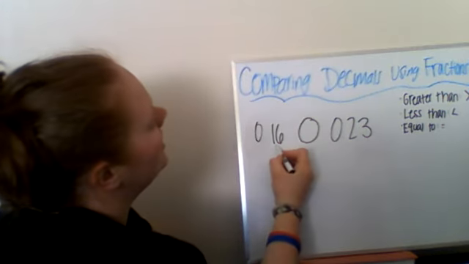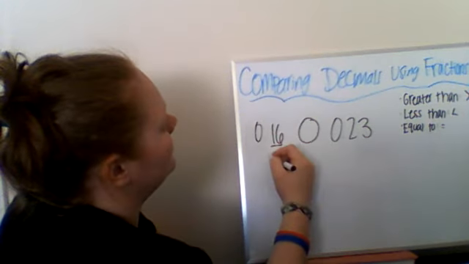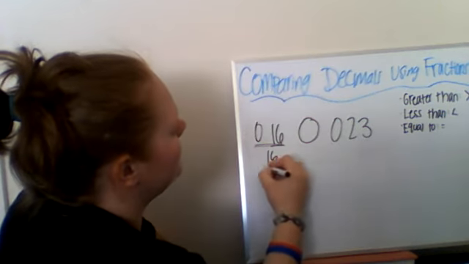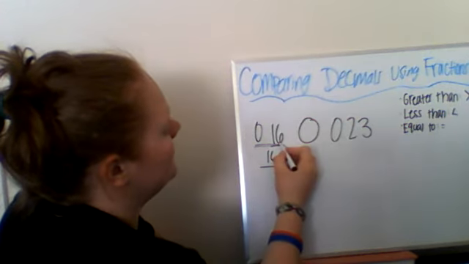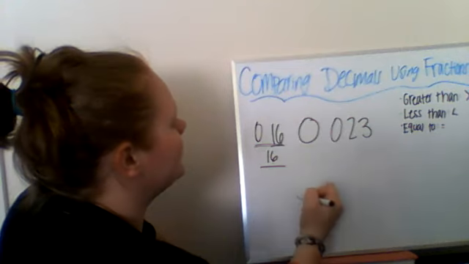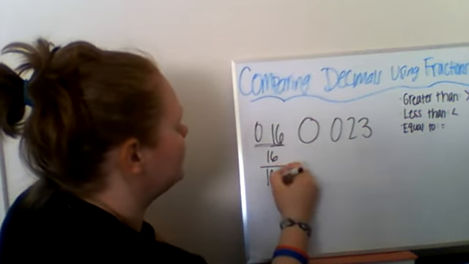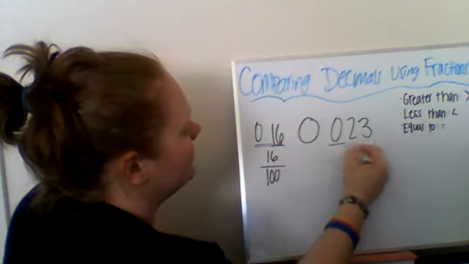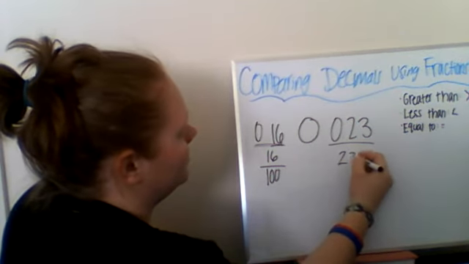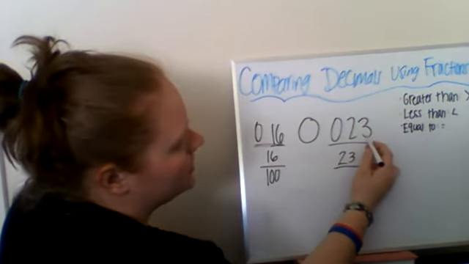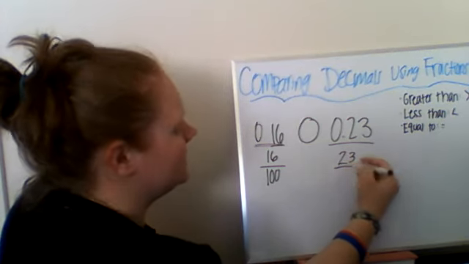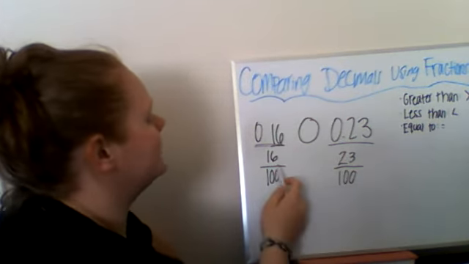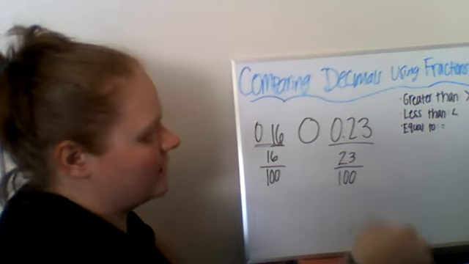So again, the number that you see is the numerator. So my first number, 16 hundredths, my 16 is my numerator, and then hundredths is my place value that I see after my decimals. So I'm going to put 16 over 100, and I want to compare that to 23 hundredths. So I'm going to bring my 23 down. Hundredths is my last place value after my decimals, so I'm going to put that over 100. So now I'm going to look at 16 hundredths and 23 hundredths.